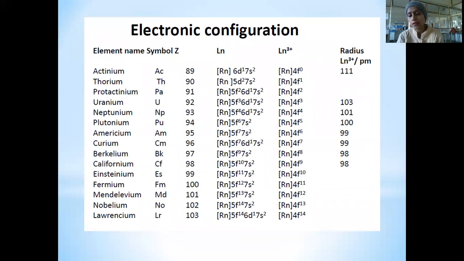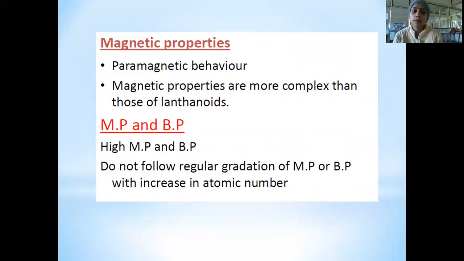Now in this table, the general electronic configuration of all the elements is given. Again, similar to the 14 lanthanides, there are 14 actinides starting from actinium to lawrencium, and in terms of atomic number, it starts from 89 to 103. Now coming to their magnetic properties, they are mostly paramagnetic. Why? Because of the presence of unpaired electrons, and magnetic properties are more complex as compared to the lanthanoids.